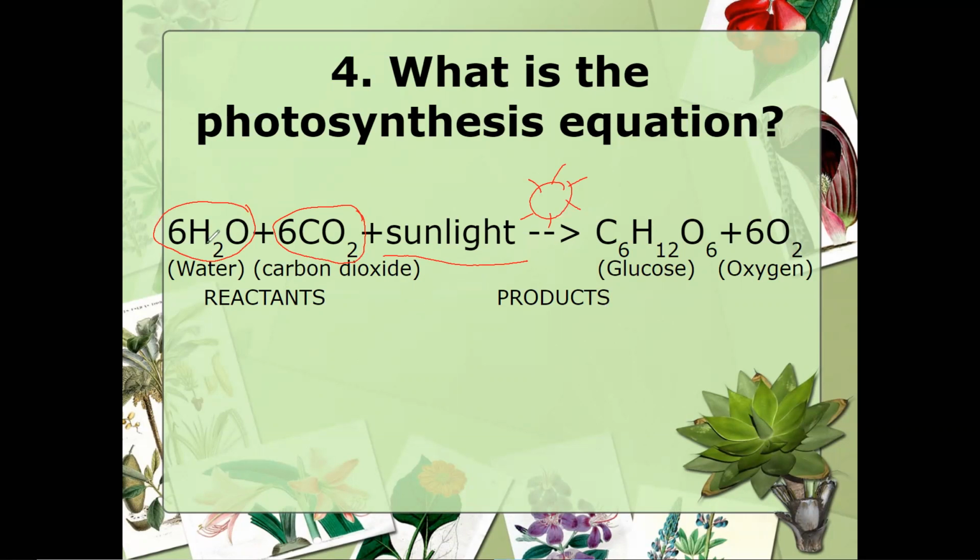Okay, so once again, we have 6 waters and 6 carbon dioxides going in and reacting with one another. And then on the other side, after all those reactions happen, coming out the other side, we have a glucose molecule, C6H12O6, and 6 oxygen molecules, okay? So really quickly, I just want to point out something to you.